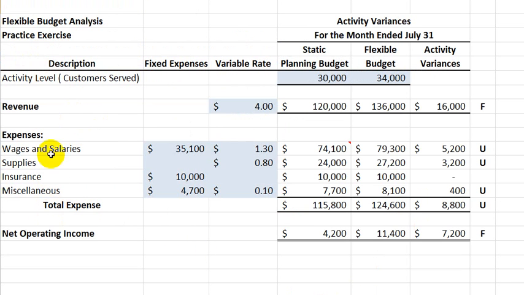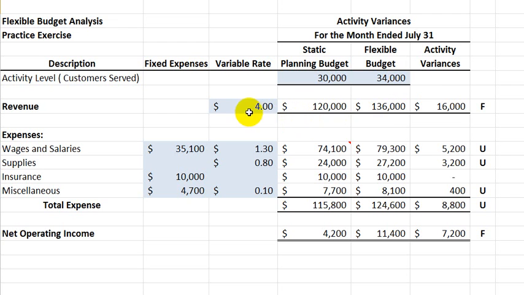We will use the expense categories and the revenue line, and we'll also use the fixed expenses and the variable rates that are used in the original budget. But we will prepare two columns, one for the static or original budget and one for our flexible budget. The static budget will be based on the level of activity that was budgeted originally, perhaps months ago, that we anticipated for that month of July. And the flexible budget will be based on the actual level of activity in the current month, which happened to be 34,000.